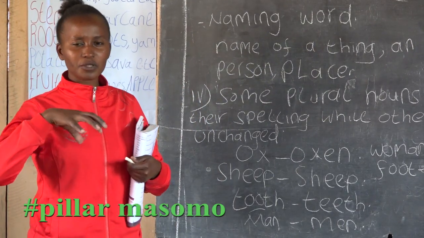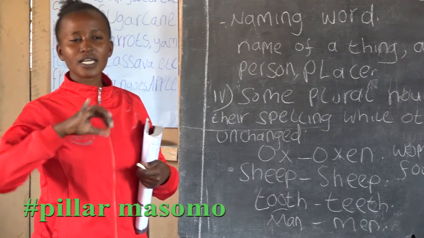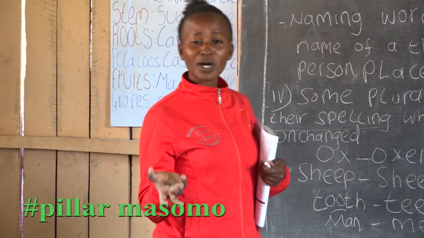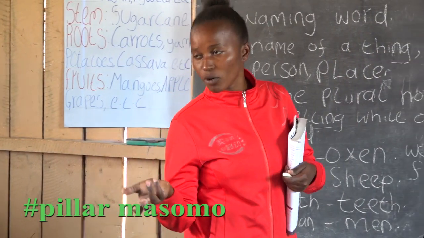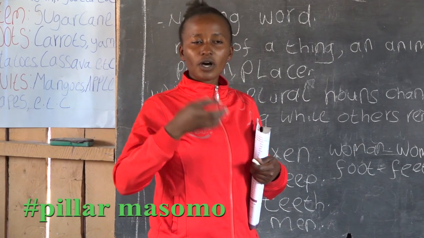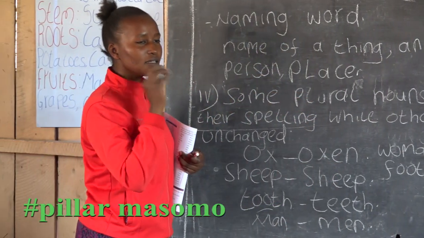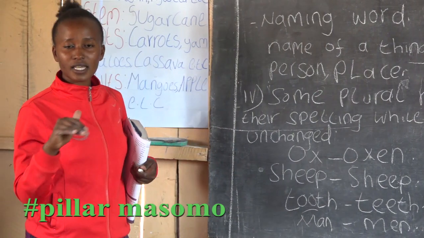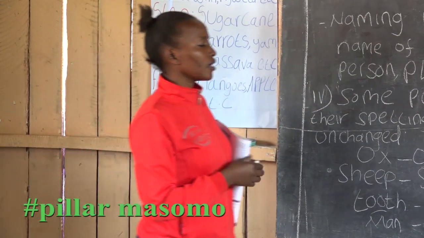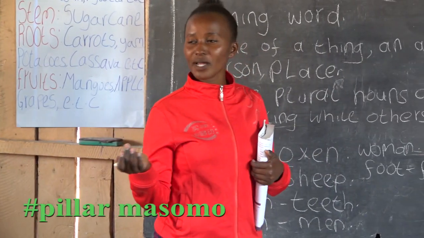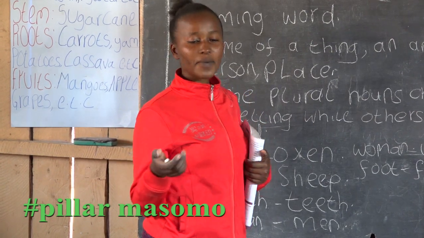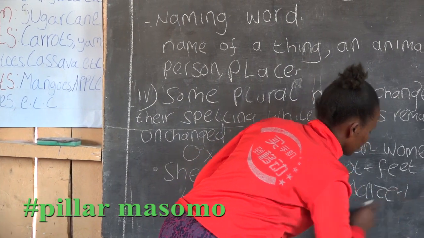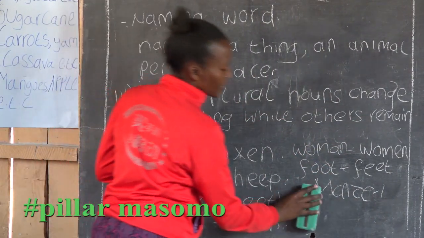Also, did we talk about the countable and uncountable? Things that you cannot count and others that you can count. Can you count water? You could talk of water, you could talk of milk, you don't change them. They remain the same. Do you understand? We have maize. What is the plural of the word maize? Maize. Child.